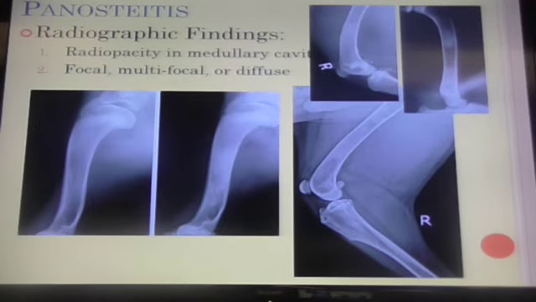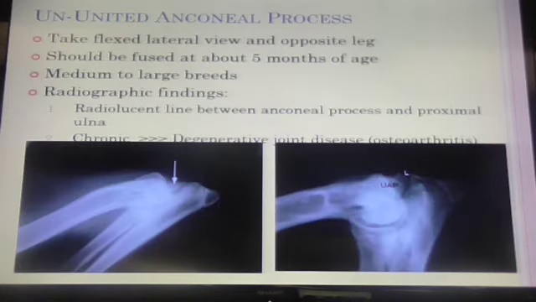This is what it looks like. I apologize for this one being upside down, but you can see the opacity in the medullary cavity. That one is easy. This one is multifocal on the femur. Can you see multifocal on the femur? Here, here, and here. What about multifocal in the humerus?